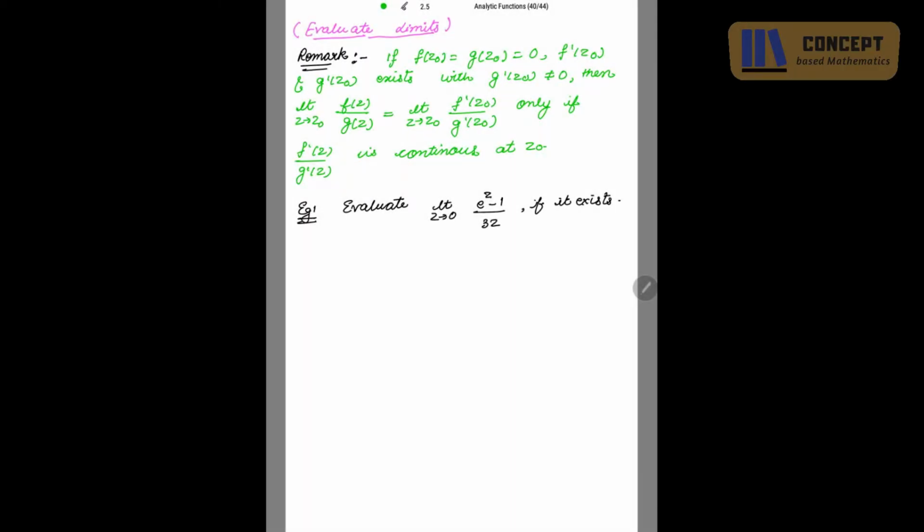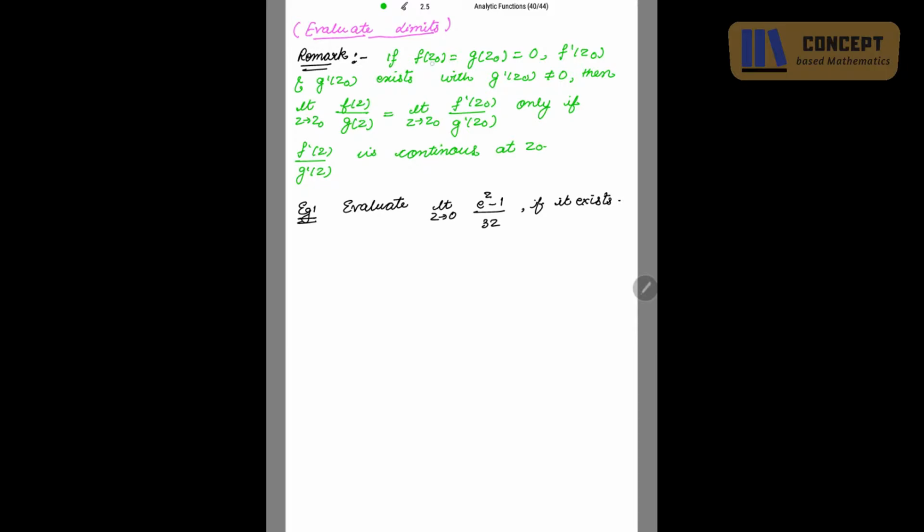Hello, good morning. Today we are going to start to evaluate limits. That is the questions which are based to find out the limits for the two functions. So here is a remark.